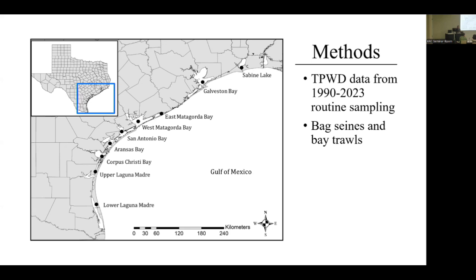And for the sake of interpretation, we separated our major bays into 3 different regions, with the first region being titled the Upper Coast region, including Sabine Lake, Galveston Bay, and East Matagorda Bay. We also have our Middle Coast region, which includes West Matagorda Bay, San Antonio Bay, and Aransas Bay, and then our Lower Coast region, which is Corpus Christi and both Upper and Lower Laguna Madre.